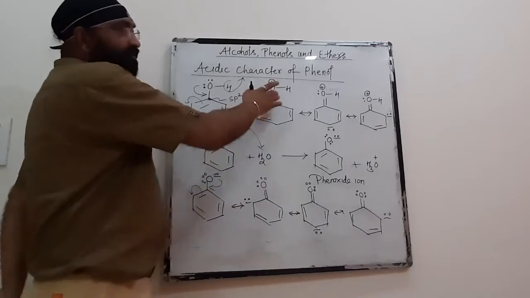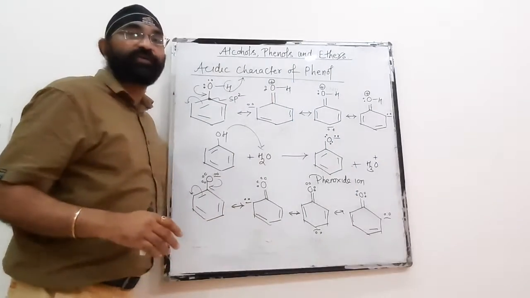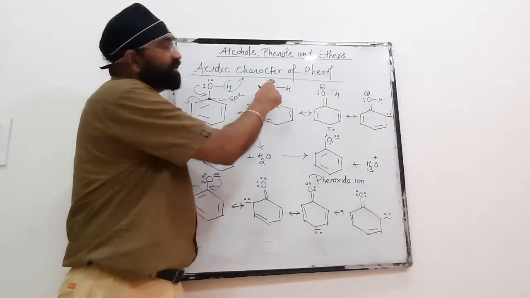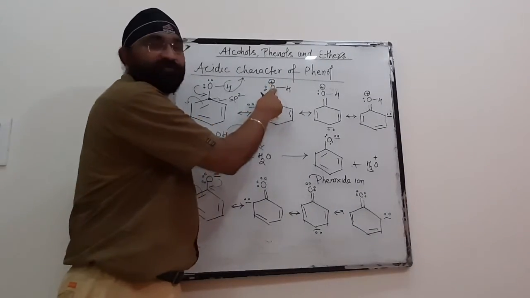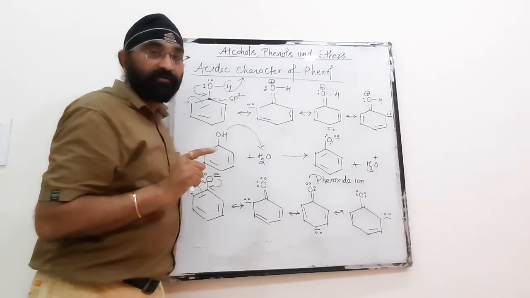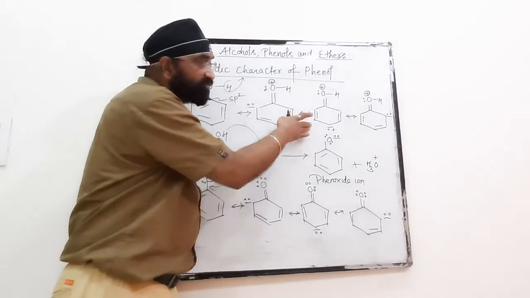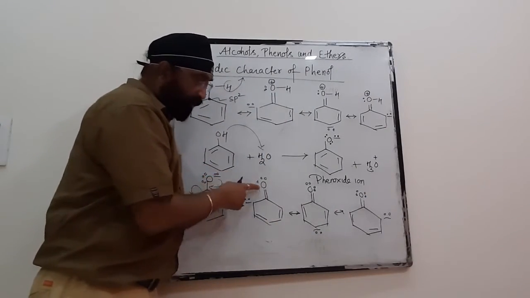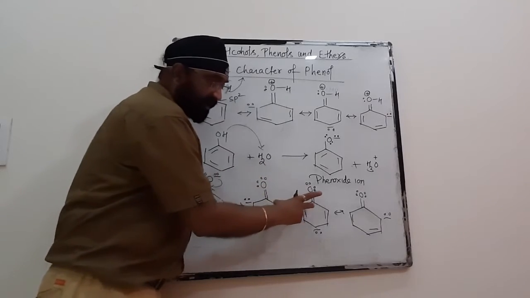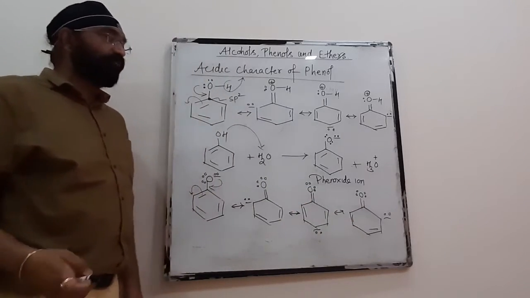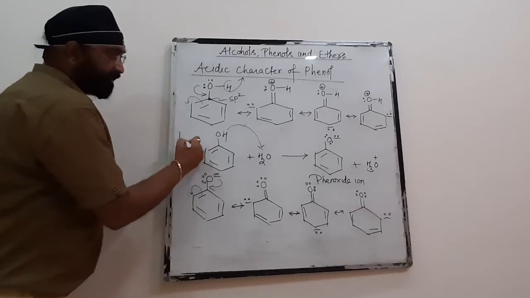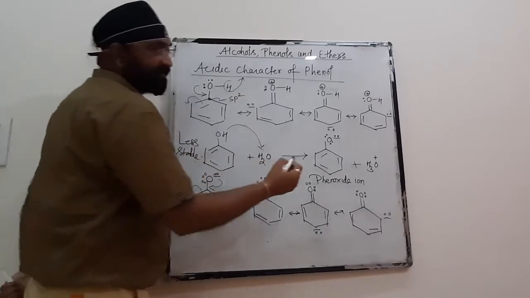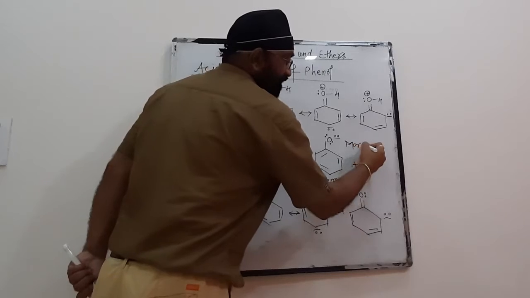Now, what is the difference between the resonance structures of phenol and phenoxide ion? In phenol, in the resonance structure, the positive charge is acquired by the oxygen, which is highly electronegative. It means these resonating structures are less stable, while in this case there is no positive charge on oxygen. That's why these resonating structures are more stable. So if we compare phenol and phenoxide ion, then phenol is less stable than phenoxide ion.